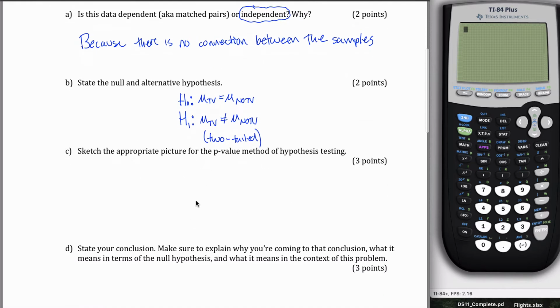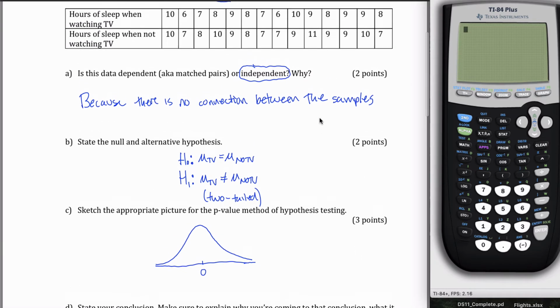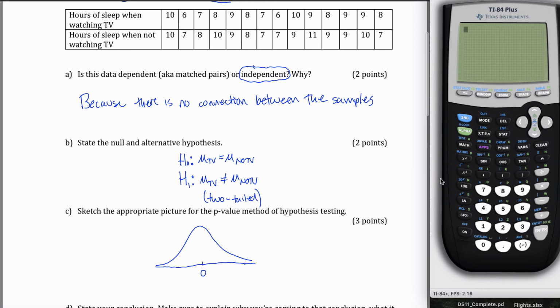Sketch the appropriate picture for the p-value method of hypothesis testing. Well, what I told you is to assume that all the conditions for normality are satisfied. You don't have to worry about shape, center, spread when we get to this section in the book. Instead, you're just going to assume it's normal here, and it makes sense to use the appropriate calculator function. To use that calculator function, since I'm giving the data itself, I have to input this data. To input data in your calculator, it's typically stat and then under the edit menu, and you'll type those in. I'm just going to type in all these observations in my first list and all these observations in my second list. You don't have to watch me type those in, so I'll pause the video for a sec.